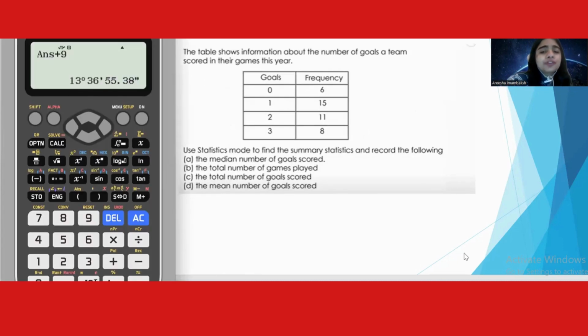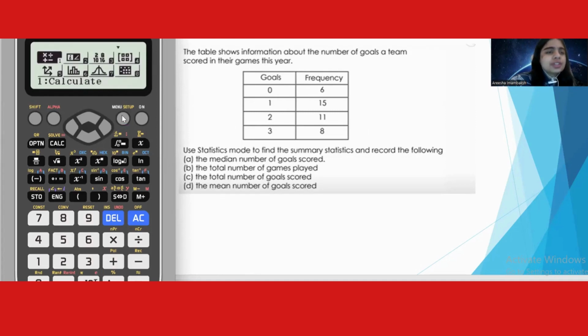Okay, another very important function. So if we see our menu, and if you want to find all these things, median, mean, we can simply find it through a function, a built-in function in our calculator. I mean, it's important to show the working, but we can use the built-in function to estimate, to check our answers. And that built-in function is statistics. So it's at 6. One variable, X frequency.